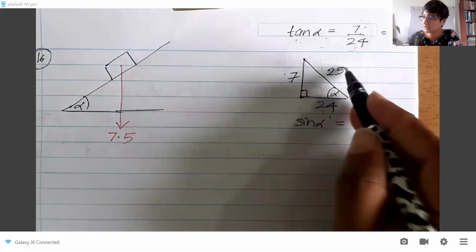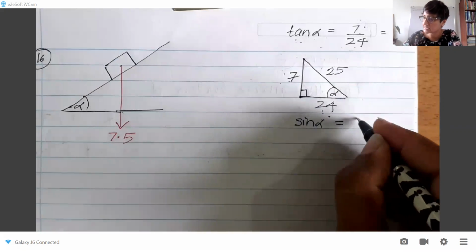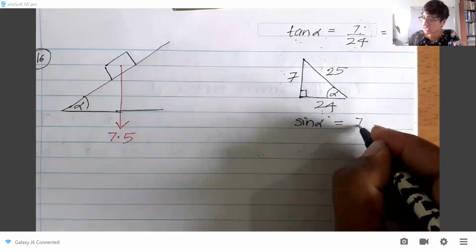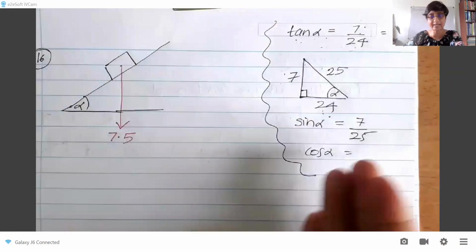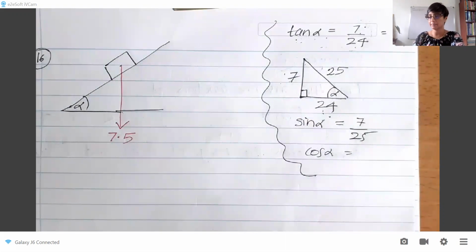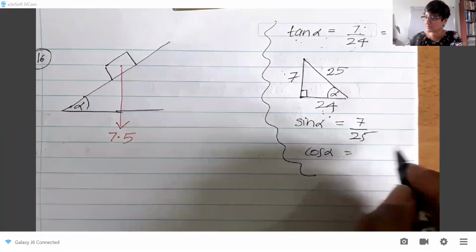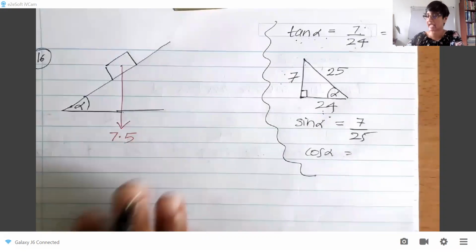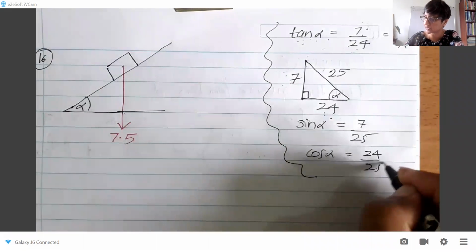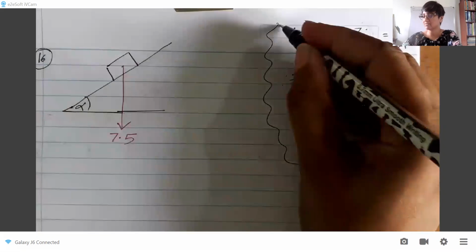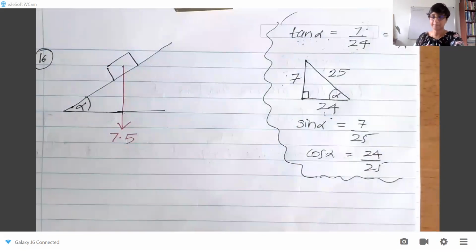It's 25. Thank you. So sine alpha is 7 over 25, and cos alpha is 24 upon 25. All this is happening on the side. This is side work. You will need this later in your proper mechanics work, when you apply the physics or the mechanics part. So we'll keep that ready here. When we need those, we can take it from there.